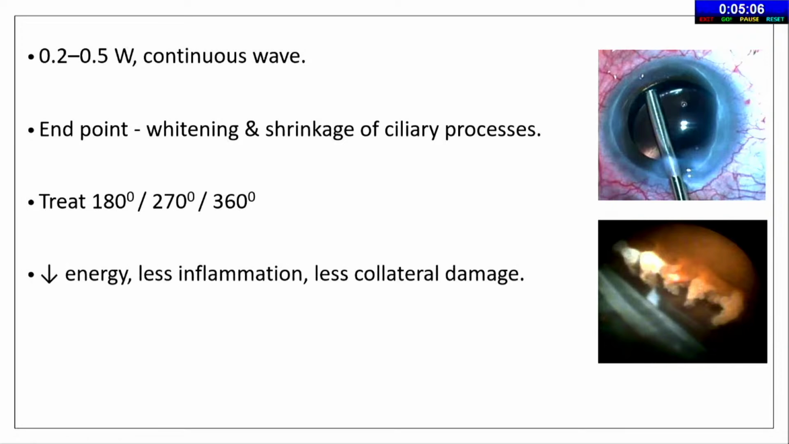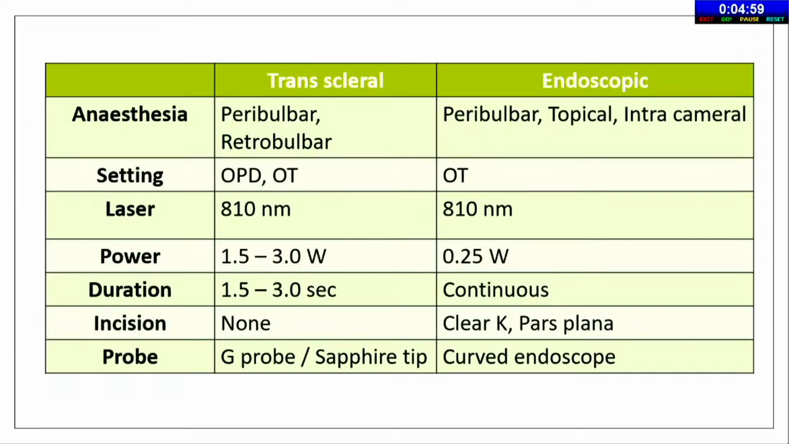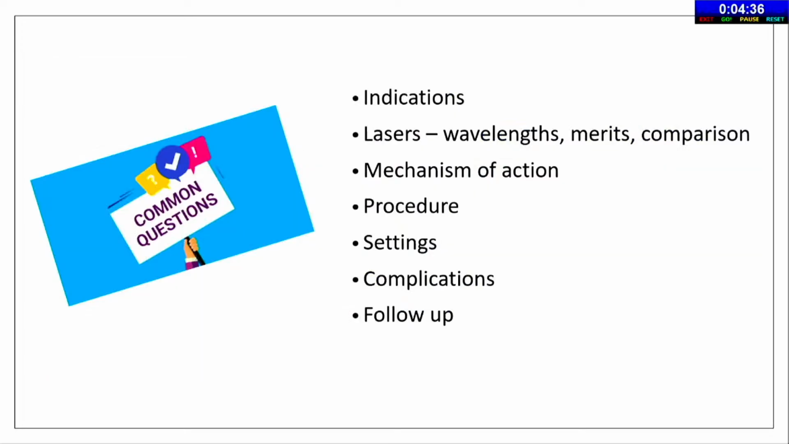Because it is done under direct visualization, the complications are less, but again the cost of the entire equipment is a concern. This is the differentiation between transscleral and endoscopic. Endoscopic, because it is intraocular, can be done under topical or intracameral anesthesia like other surgeries. But for the same reason, it always has to be done under aseptic conditions in the OT. An incision is required, whereas with transscleral, you don't need any incision, and the probes required for both are different.